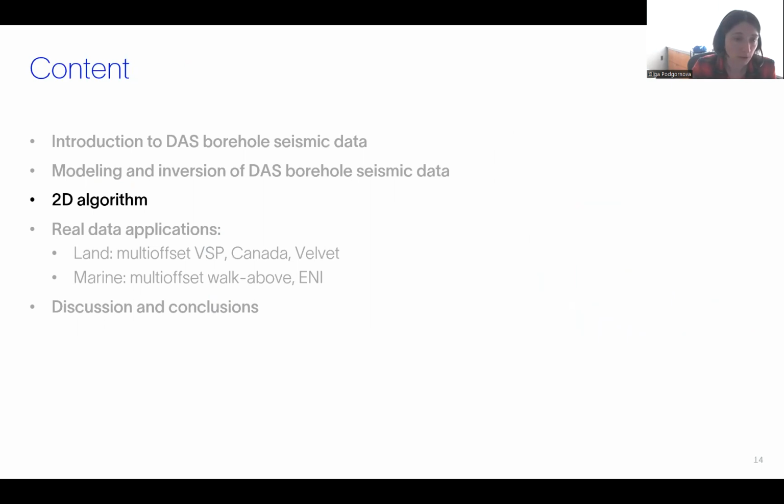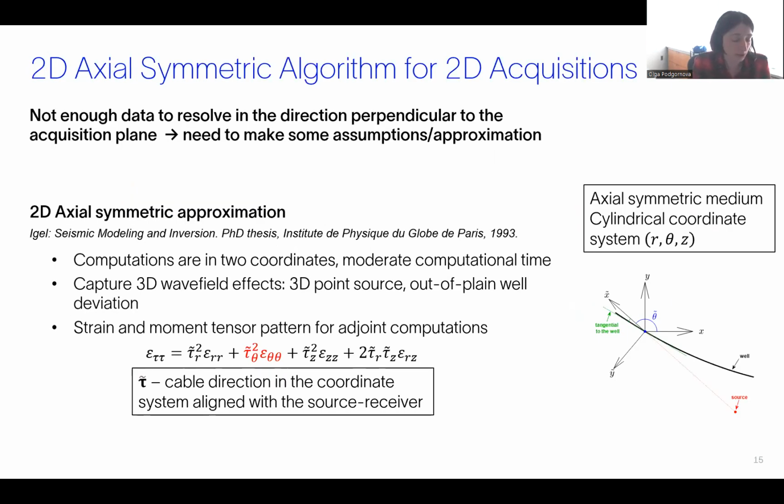Let me go to the 2D algorithm implementation. Why are we talking about 2D? Of course, it's because of the computational cost. FWI is quite expensive, so you need to do numerous forward modeling and adjoint computations for a lot of sources, and this is quite a heavy job for 3D elastic. So 2D is much more computationally affordable, but there is also one more reason, and this is because of the acquisition type used in borehole seismic.